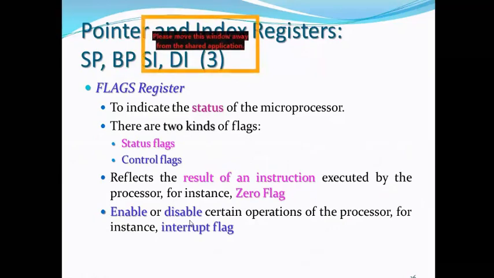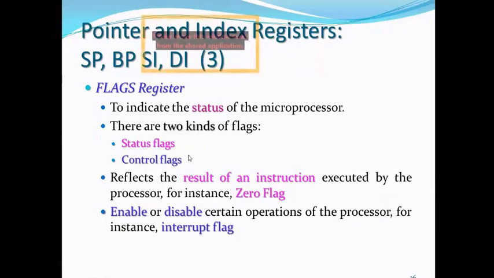When an instruction is being executed by the microprocessor, the CPU gives the time for that particular instruction. That is the concept of the process. Those of you who are taking the operating system course can learn about the process there. All right, so this is about the status flag and control flag.